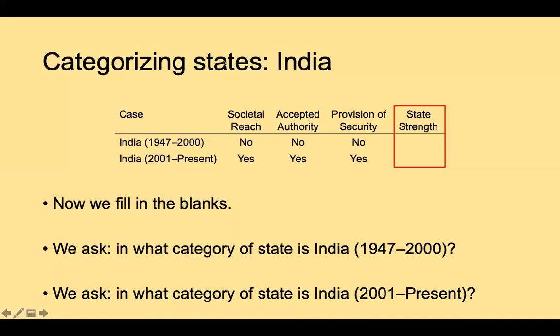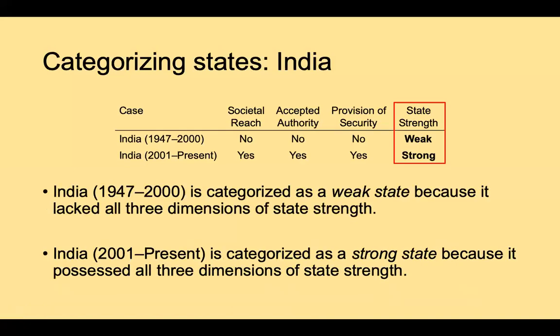Good, good. So we're all on the same page here. So let's take a look then at what we've got here. And as you all point out very clearly, India from 1947 to 2000 is really a weak state because it lacked all three dimensions of state strength. It lacked societal reach, it lacked accepted authority among people in society, and it didn't have a provision of security. It didn't deliver security as a vital public good. And in this regard, it was a weak state, very clearly.